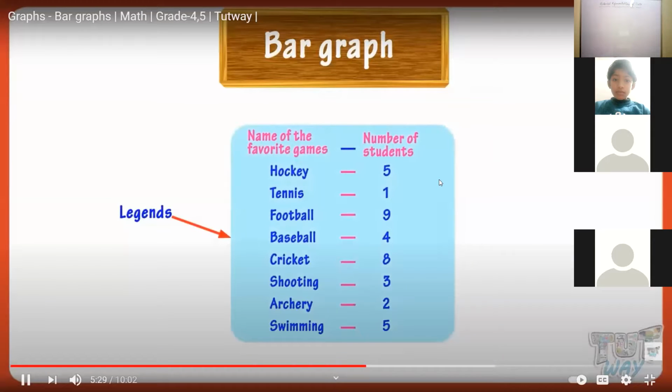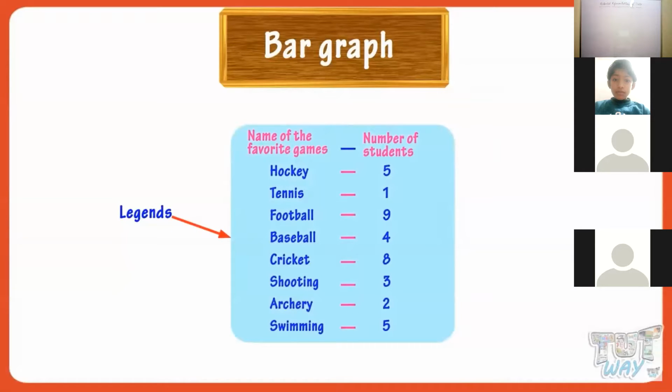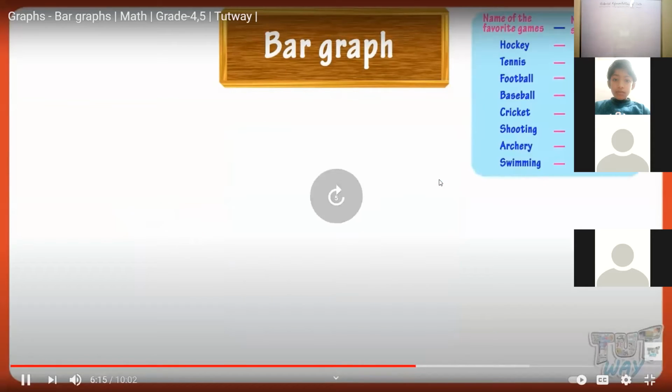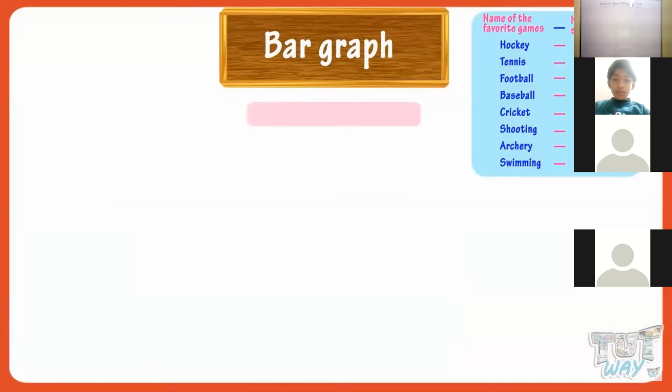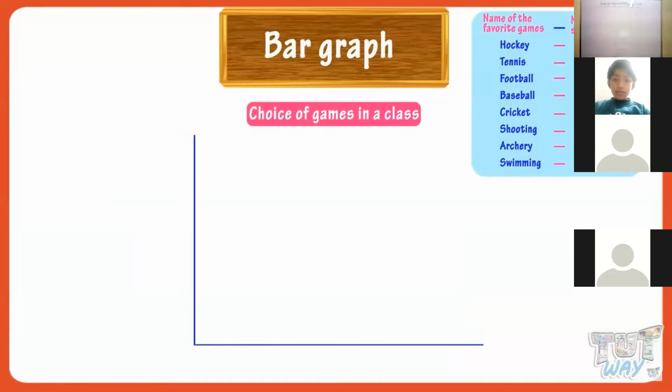We are given another data from a class of students. Favorite game of each student was asked and noted down like this. 5 students like hockey the most, that is, the favorite game of 5 students is hockey. Favorite game of 1 student is tennis. Favorite game of 1 student is touch ball. We can give a title to our chart. It can be choice of games in a class.